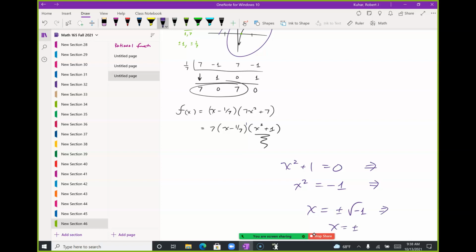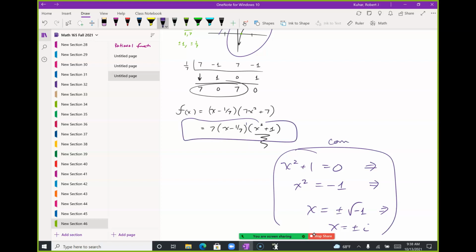number i, right? And we're not dealing with complex roots in our class. Since we're not dealing with them in calculus, we're not going to bother with them in pre-calculus. So these guys are complex roots, so we're done with the factoring. That's it. I'm not planning on putting complex roots at all on your exam. No complex roots on your exam.